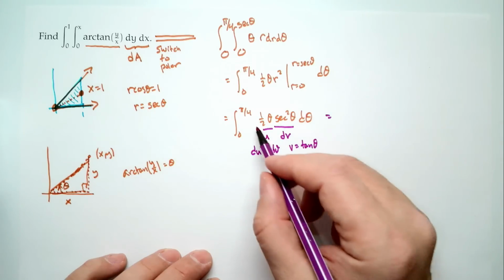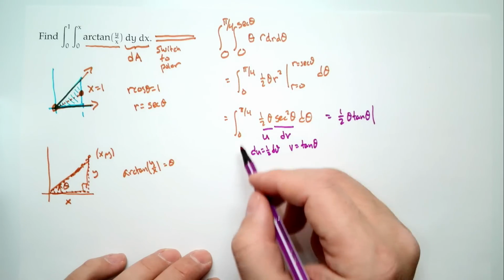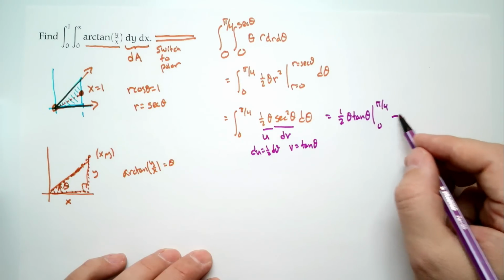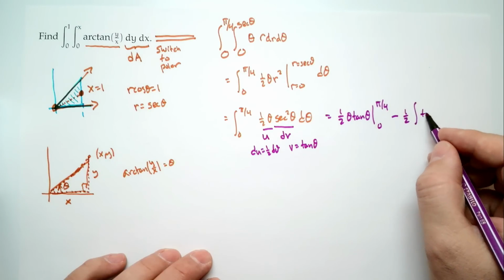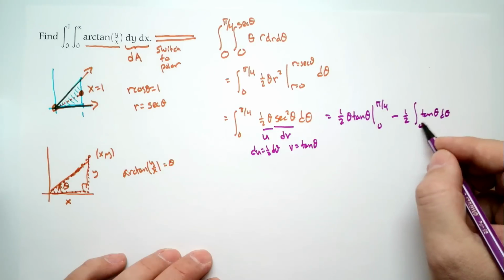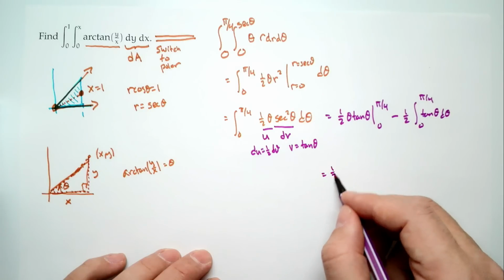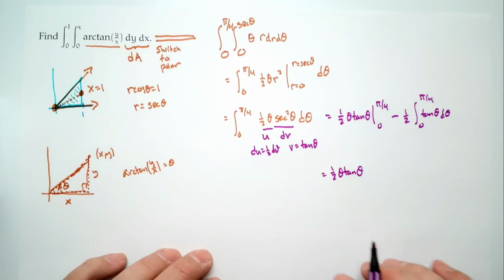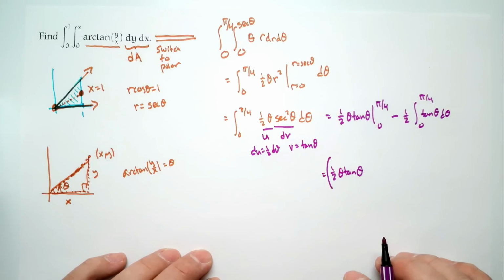So we get u times v, 1/2 theta tangent theta, and then you evaluate at the points, 0 to pi over 4, then minus the integral of v du. So 1/2 integral tangent theta d theta from 0 to pi over 4. Now, do we know the integral of tangent theta? For instance, is it on our list of 10 integrals that we should know? Yeah, it's on our list of 10 integrals we should know. What's the integral of tangent theta?